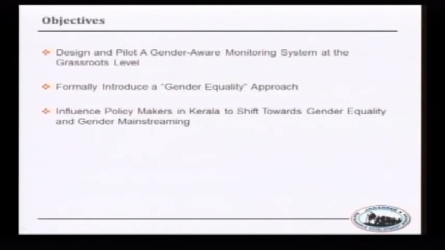The good part about Janasree was that we had some very good leaders. They were committed to this. So they gave me carte blanche, but no money, nothing, 0 from them, because they don't have that kind of money to set up a monitoring system. So the objectives were to design and pilot a gender-aware monitoring system at the grassroots level, formally introduce a gender equality approach, as well as make the system gender aware, and influence policy makers in Kerala to shift towards gender equality and gender mainstreaming.